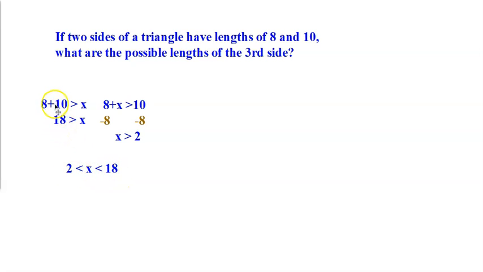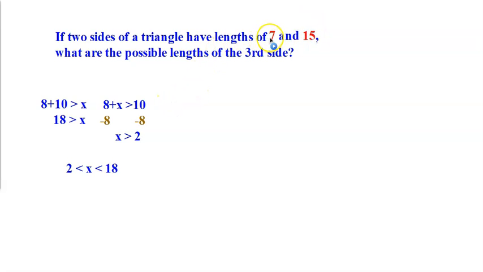Now, if you notice, all we did is we just took 10 plus 8 and we did 10 minus 8. That's it. So we take our two sides here, we add them up, and that's the upper limit, or we subtract them, and that's the lower limit. So real quick, let's do one more example. I'm going to change my numbers here.